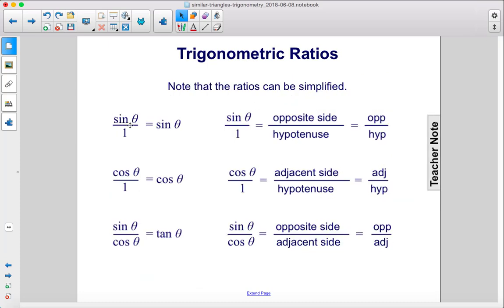So here we have sine theta over 1 equals sine theta, cosine theta over 1 equals cosine theta, sine theta over cosine theta equals tan theta. Here we have sine theta over 1 equals opposite side over the hypotenuse, which equals opposite over hypotenuse. Cosine theta over 1 equals adjacent side over hypotenuse, which equals adjacent over hypotenuse. And sine theta over cosine theta equals opposite side over adjacent side, opposite over adjacent.